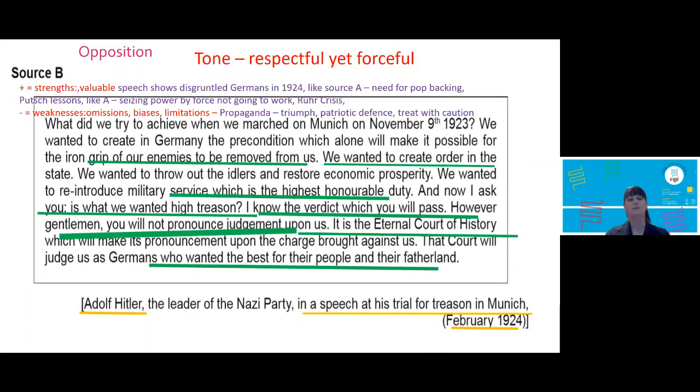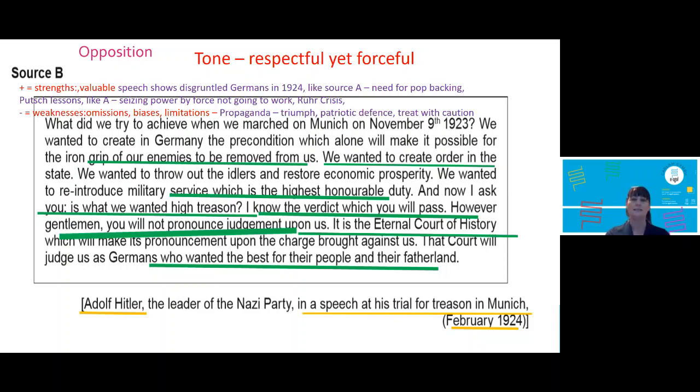With source B, the strength of it, this is Hitler's speech, is that it's a speech showing disgruntled Germans in 1924 that, like source A, there is a need for popular backing, the putsch and the lessons that have been learned from it. And like source A, seizing power by force is not going to work. In the bigger picture, the Ruhr crisis has just happened as well, so we need to take into account all of these things when we're writing about the strengths of the source.